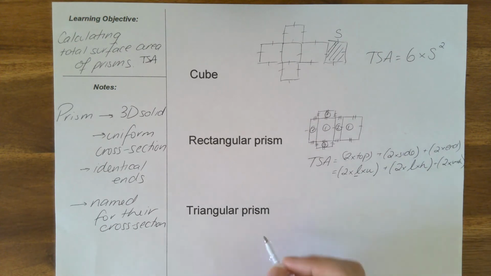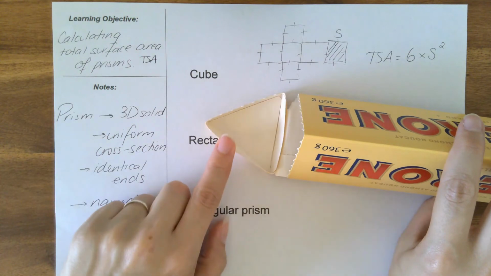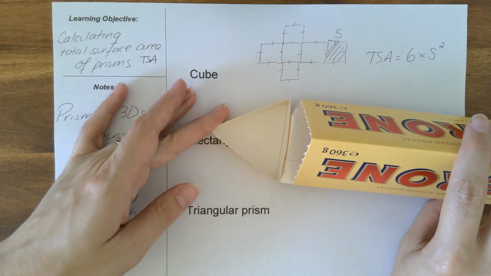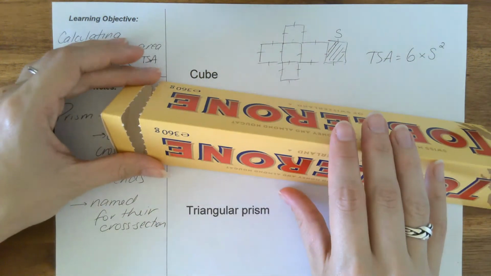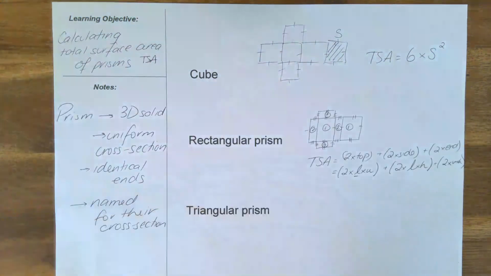All right, if we do a triangular prism, here is my beautiful triangular prism. It is a Toblerone box. I'm sure you've probably seen one before. And when we talk about the prism being named for the shape of its end, if I've made that cut and opened it up, all the way through I can still see this same shape, which is a triangle. It doesn't matter if I cut it here or here or here. I'm still going to see that perfectly same triangle.